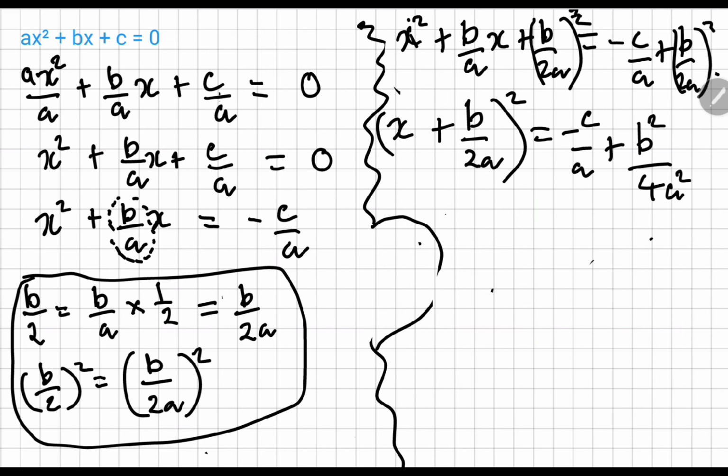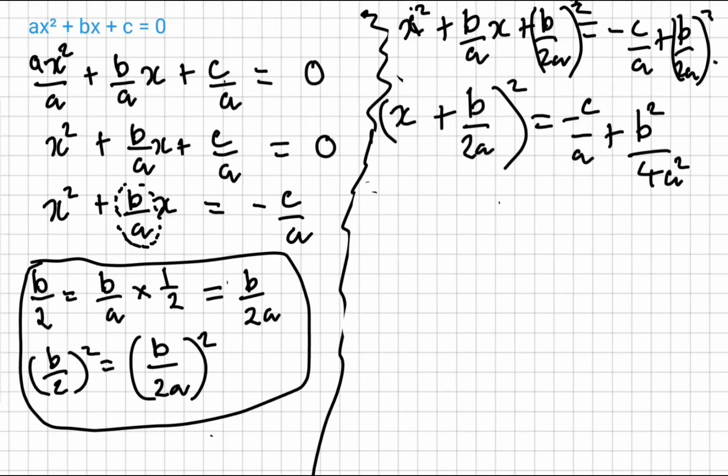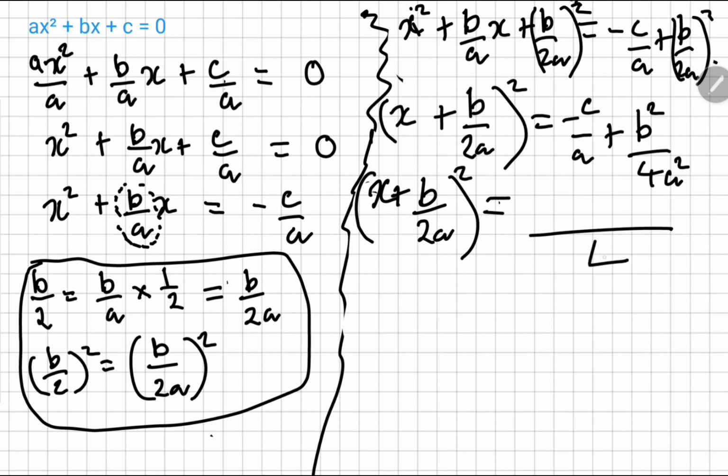Now we need to deal with the right hand side. Don't lose the sum, just deal with the right hand side. Simplifying the right hand side, you end up with what? Okay, let's continue. So on the left we still got x plus b over 2a squared. On the right hand side we've got a common denominator of 4a squared. How are we going to simplify this? Well, take the 4a squared, you're going to multiply with each of these terms.